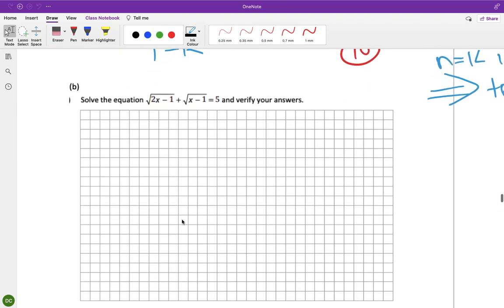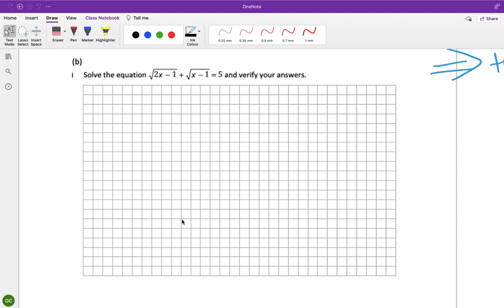And then we go down here. So it's a surd equation from algebra. If you have a surd equation, you basically need the surds to be on different sides. You can't do it when they're on the same side. So we're going to minus the square root of x minus 1 from both sides. So I have the square root of 2x minus 1 equals 5 minus the square root of x minus 1. And I'm going to square both sides.